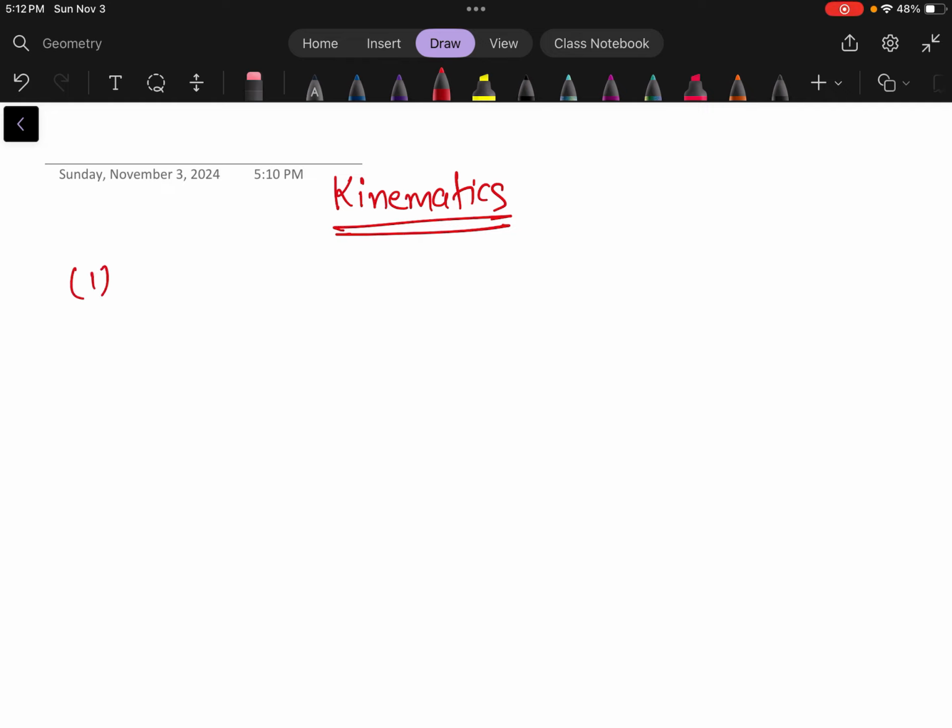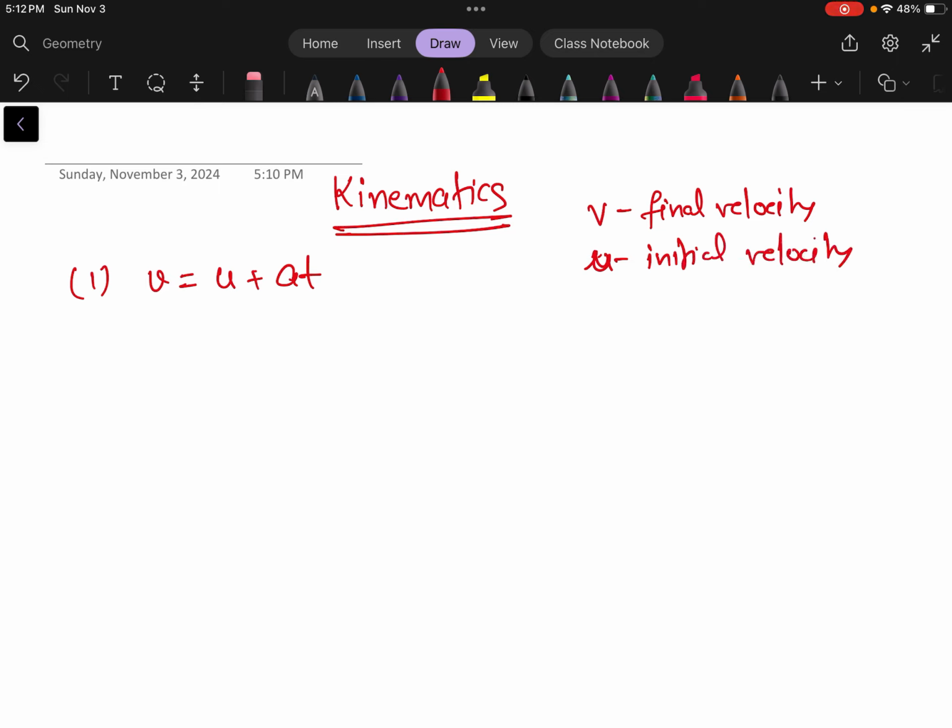First one is V is equal to U plus AT. So let's first understand what V is. V is the velocity, the final velocity. U is the initial velocity. A is acceleration, and T stands for time. So first of all, the equation that we have written, V is equal to U plus AT, is the first law of motion.